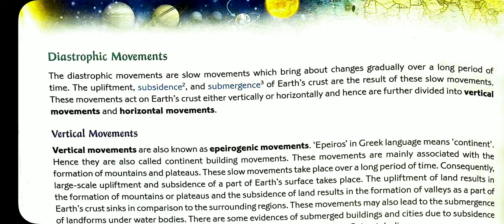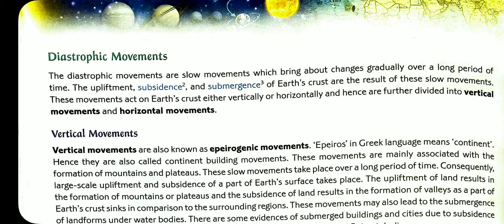These movements act on Earth's crust. The diastrophic movements are happening on the surface of the Earth. That means they act either vertically or horizontally. Already you know about the vertical and horizontal, and hence they are further divided into vertical movements and horizontal movements. Then in case of the horizontal movements, the folding and faulting are created.